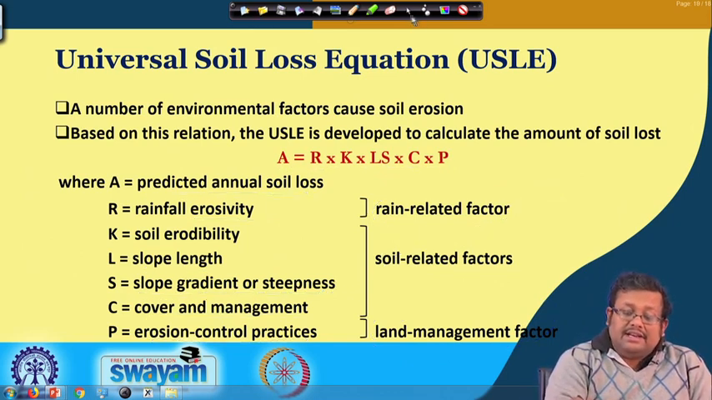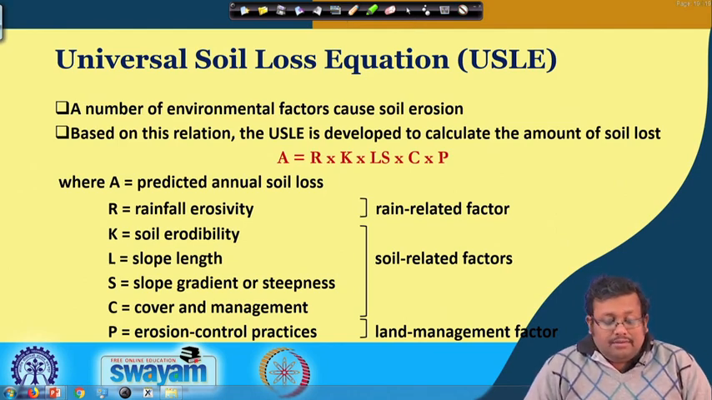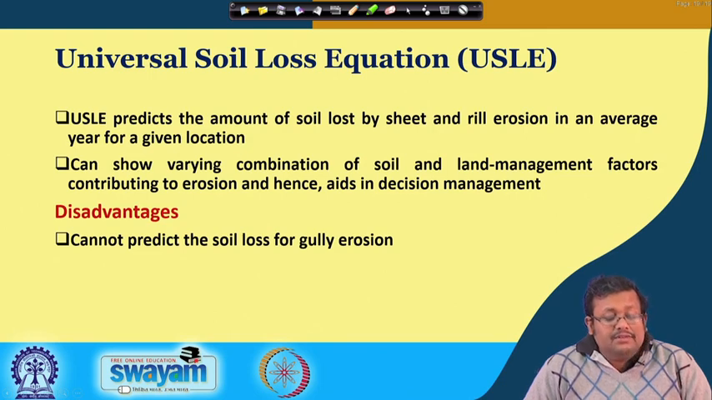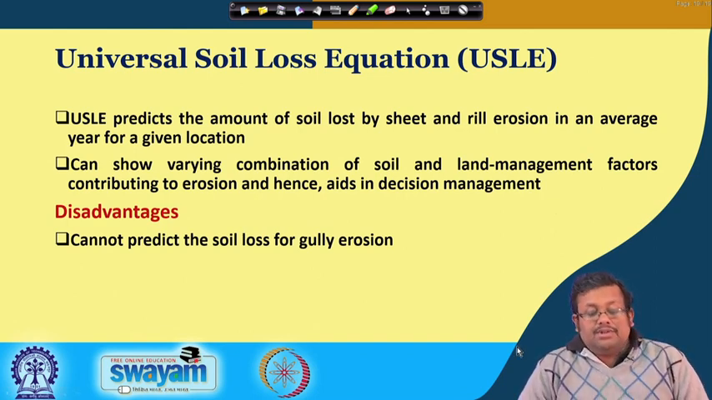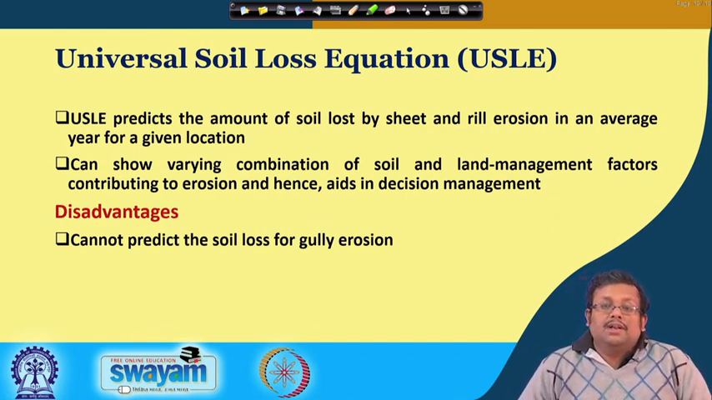Let us see in detail what the different factors are. This universal soil loss equation predicts the amount of soil loss by sheet and rill erosion in an average year for a given location. We use it to predict the amount of soil loss through sheet and rill erosion. We know about sheet erosion, we know about rill erosion.